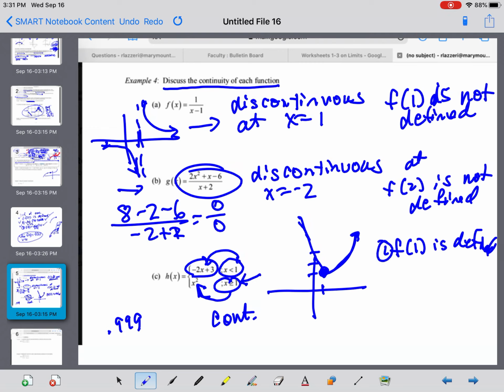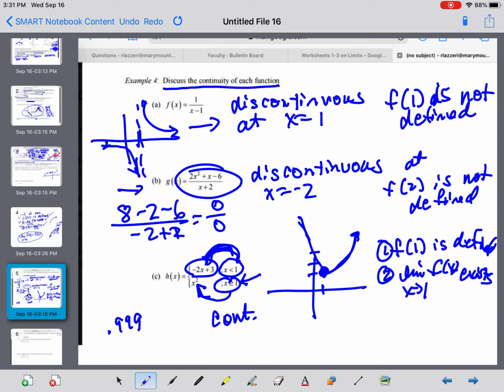Okay, number 1. F of 1 is defined right here. I definitely have the 0.11. All right, number 2. Is there a limit of f of x as x approaches 1? Does it exist? Okay, let's see.